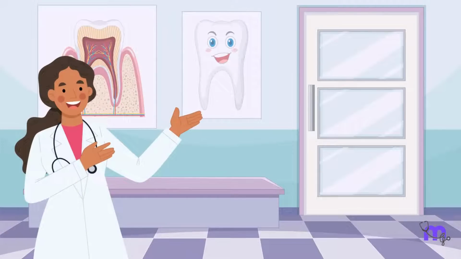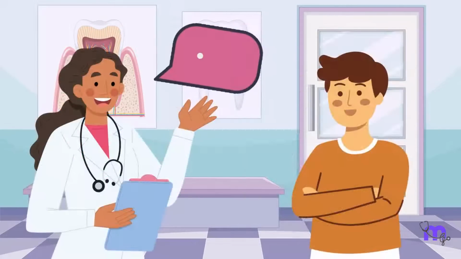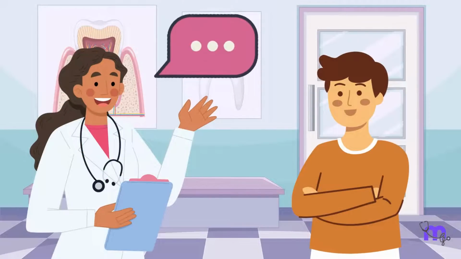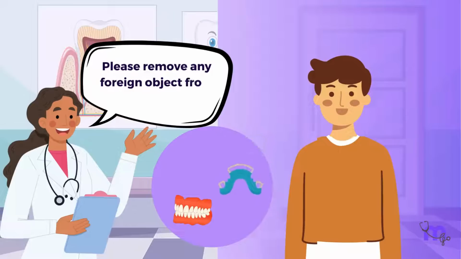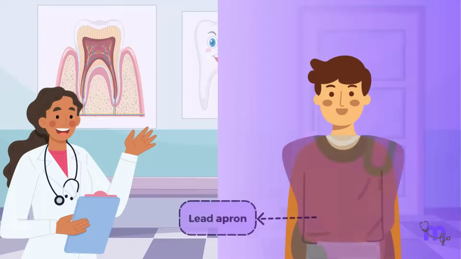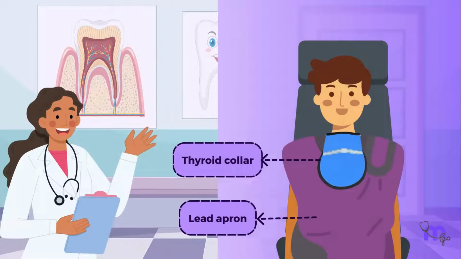Let me take you through the process of capturing an intraoral periapical radiograph using the paralleling technique. The first step is to explain the process to the patient. He removes objects such as dentures, retainers, chewing gum, etc. from his mouth. He then wears a lead apron and thyroid collar before sitting upright on the dental chair.